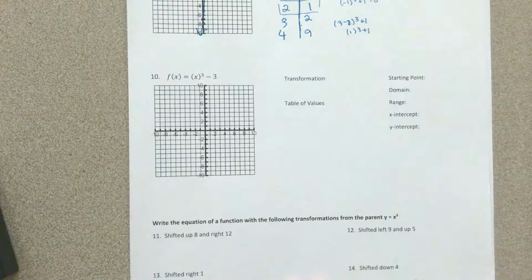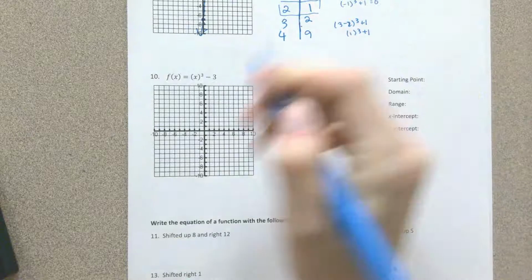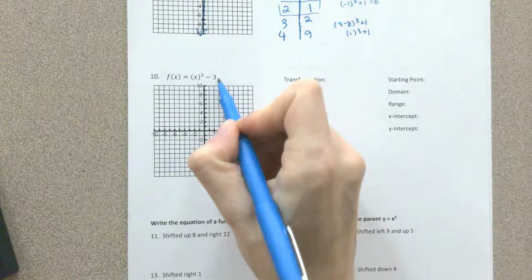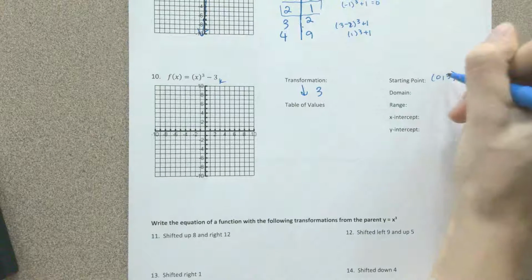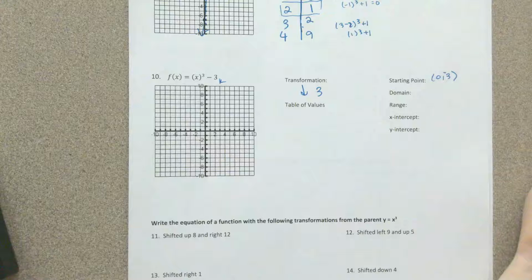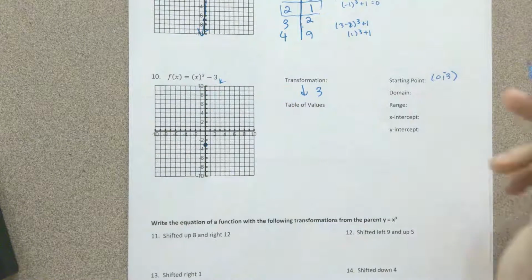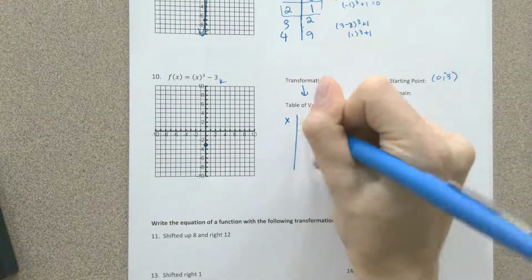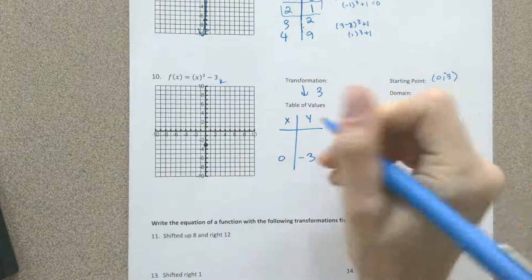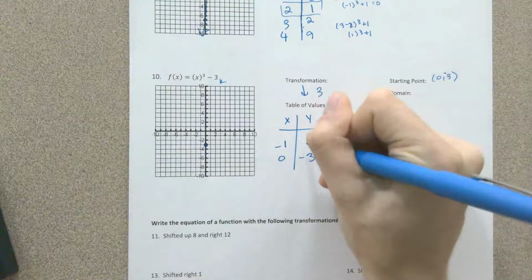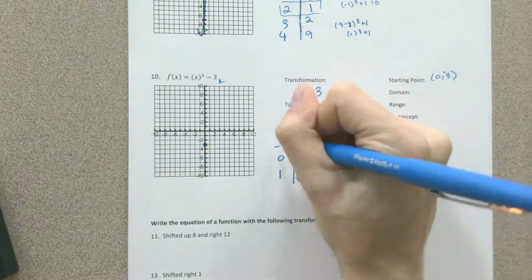Okay, for this example, it's going to be the same thing, but we just moved down 3 because we have no h, so this is k. Our starting point is going to be 0, -3, down 3. So we go to 0, -3, and we have our vertex. Then we have our table of values. Starting at 0, -3, we can go to -1, and we can go to 1. Actually, we should do 2 for this one.